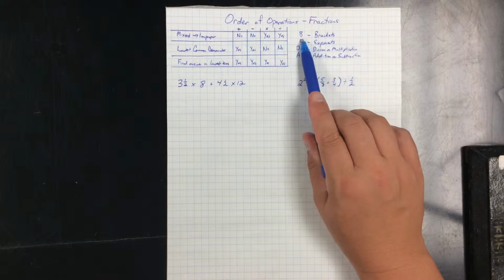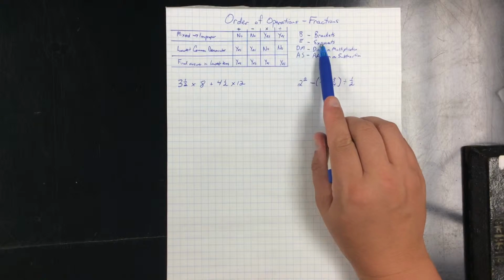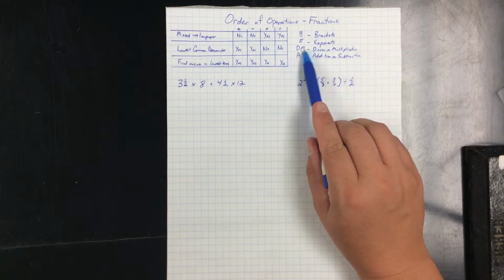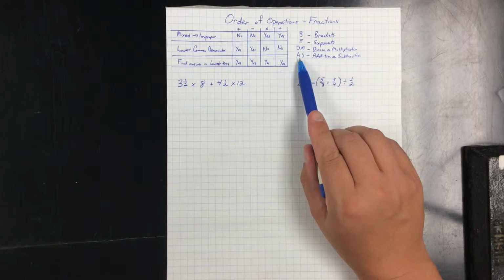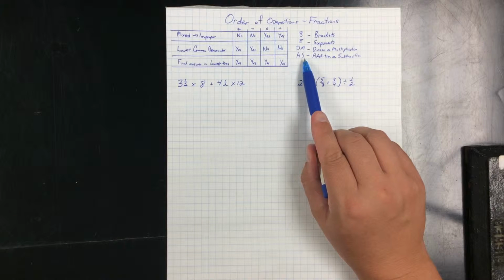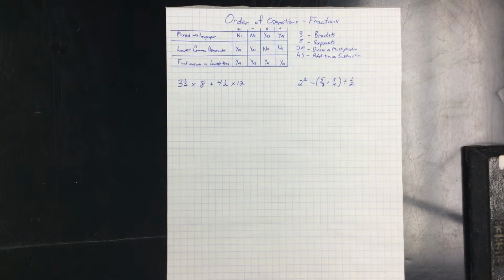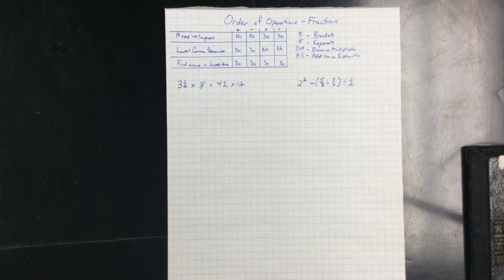For order of operations, we know B is for bracket, E is for exponent, D and M are interchangeable for multiplication and division, whichever order we find them, left to right. And A and S are for addition and subtraction, whichever order we find them, from left to right. We're going to work through two examples, and we'll be thinking about our order of operations and our fractions reminders up here as we go through.